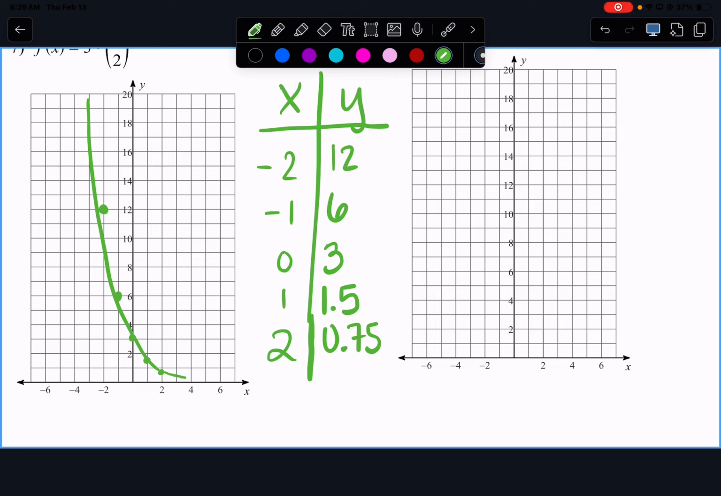What can we not touch? Asymptote. Where is our asymptote? Y equals 0, the x-axis. Is that growth or decay?